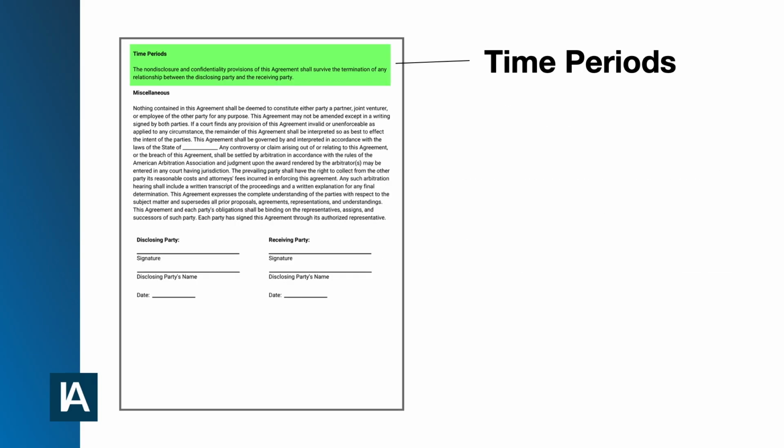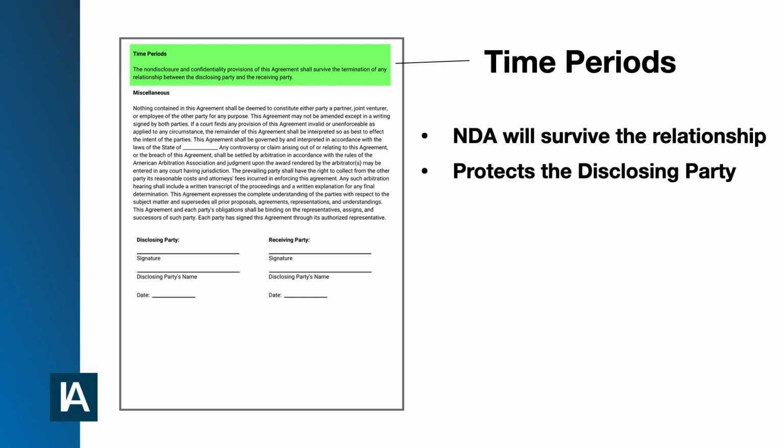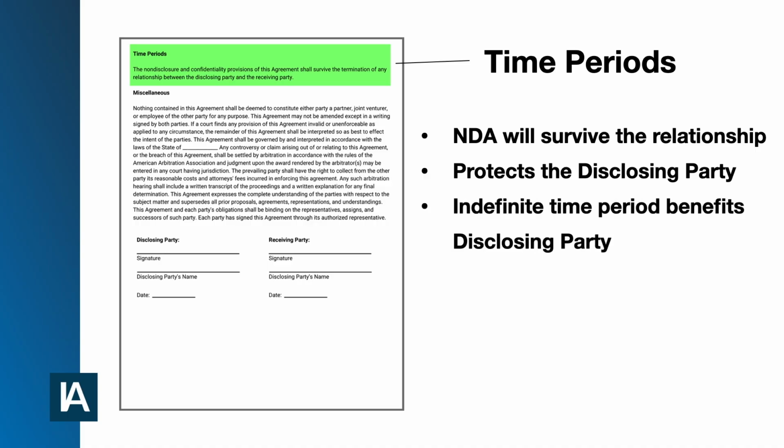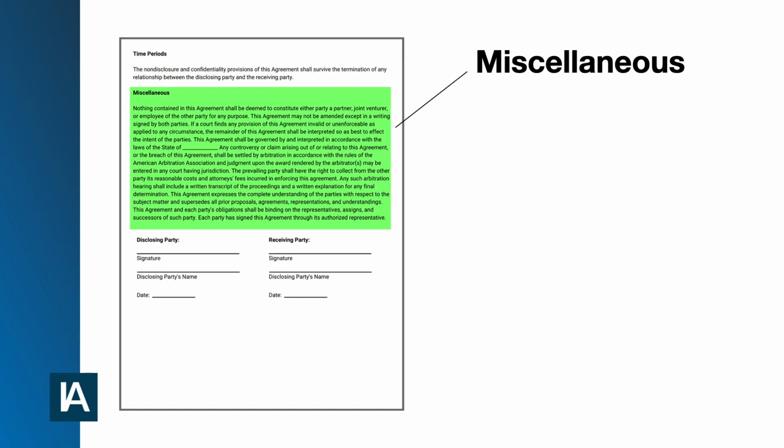The time period section says that the agreement will remain in effect even after both parties decide to terminate their relationship. This clause is meant to protect the disclosing party. For example, if you decide to fire your prototype maker, this provision still obligates them to keep your confidential information secret. This provision prevents the receiving party from holding the disclosing party's information hostage. If you wanted, you could put a finite time period in this section, but I prefer leaving the time period indefinite.